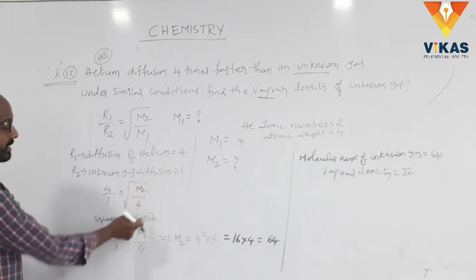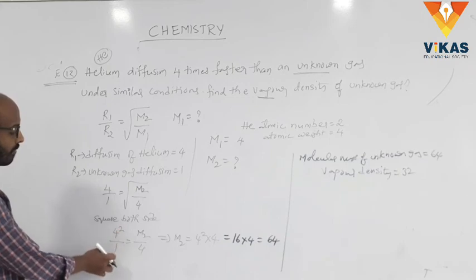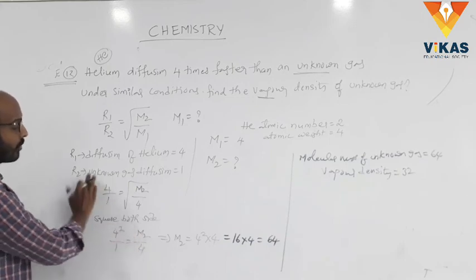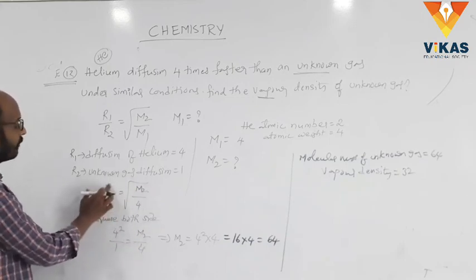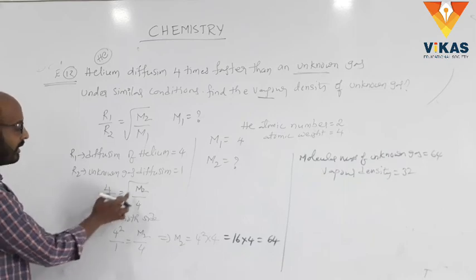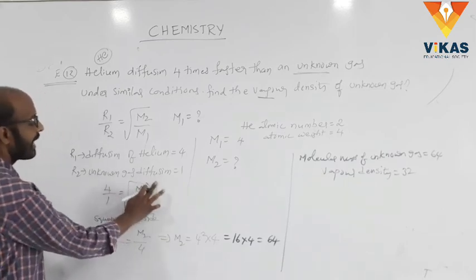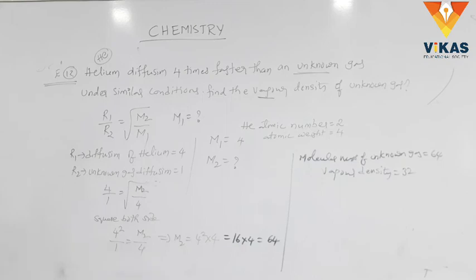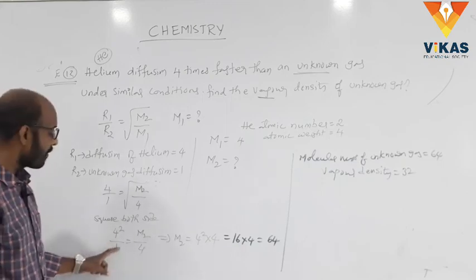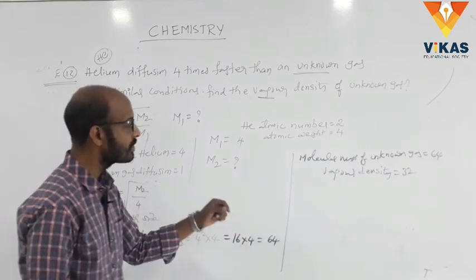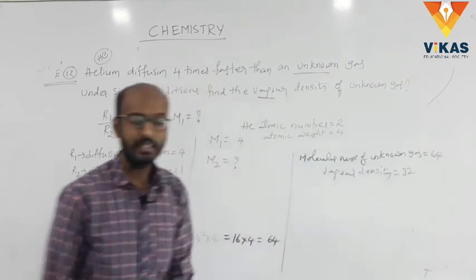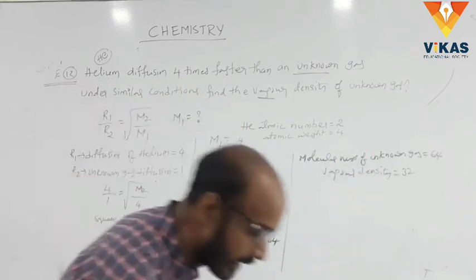Square on both sides: 4 square by 1 square is equal to M2 by 4. Squaring cancels the square root. So 4 square by 4 is equal to M2 by 4. We get the value 64, and the vapor density is 32. Clear now?